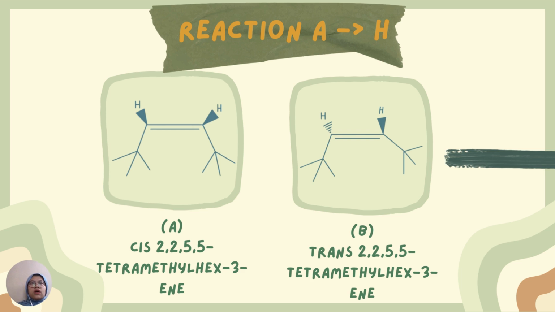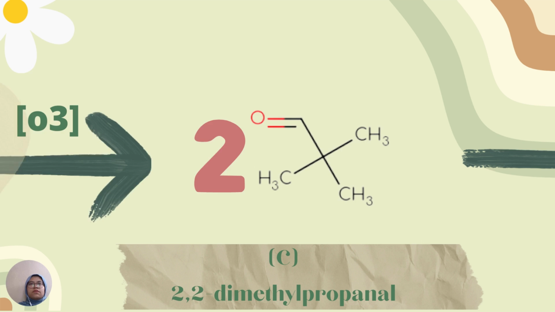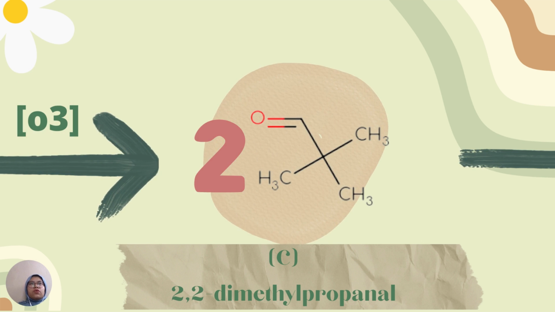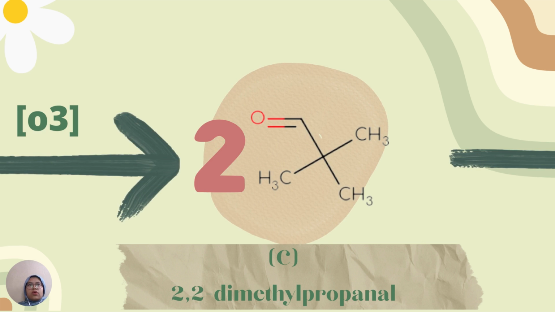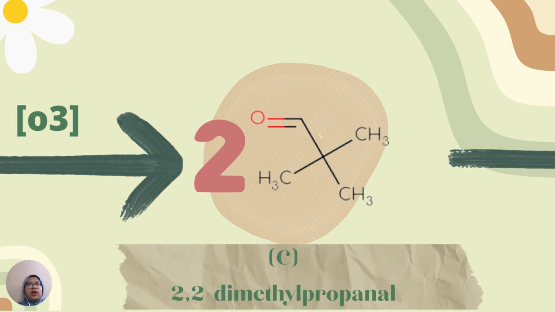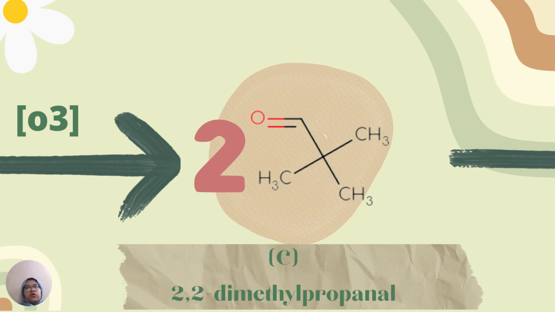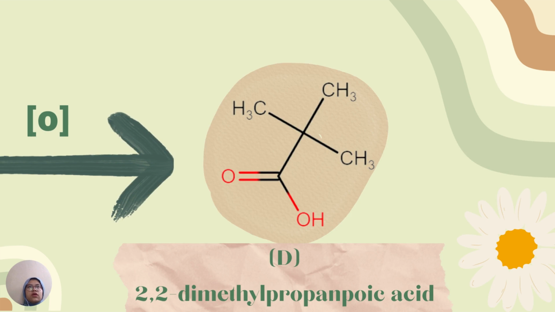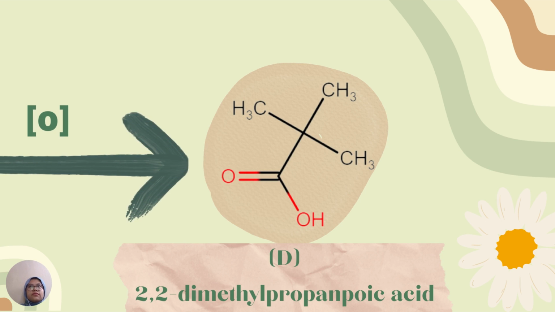So for compound A, we got cis-2,2,5,5-tetramethylhex-3-ene. Meanwhile, for compound B, we got trans-2,2,5,5-tetramethylhex-3-ene. Both of these compounds go through ozonolysis, and then we got compound C, named 2,2-dimethyl propanal. Then this compound goes through oxidation, and we got 2,2-dimethyl propanoic acid.